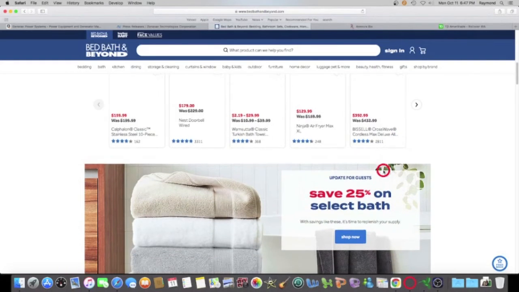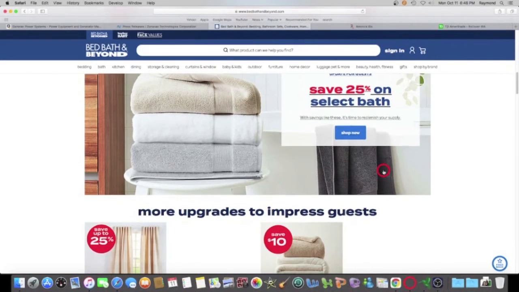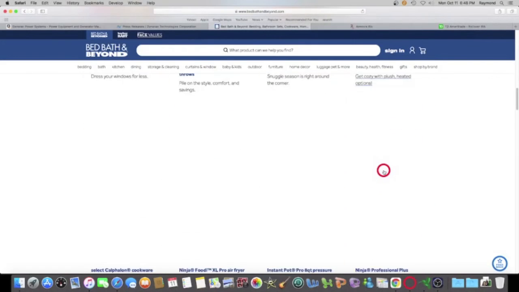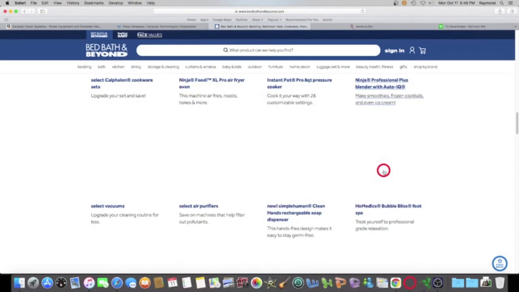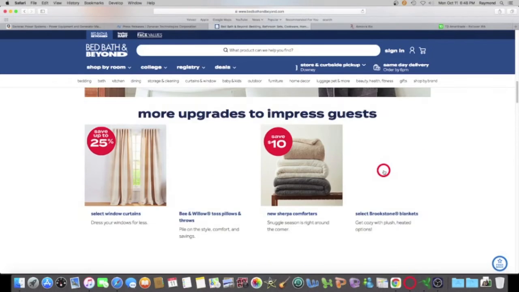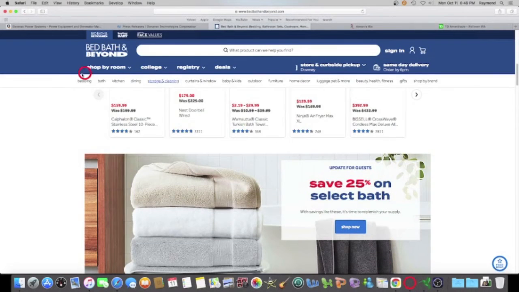As you can see, they have a lot of stuff. They got just your basic stuff for your house. You guys are welcome to check out the website. You see all this stuff up here: bedding, bath, kitchen, dining, curtains. They got the whole nine. So this is a popular store.